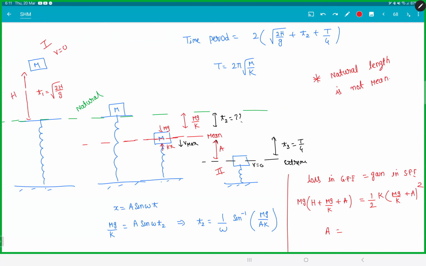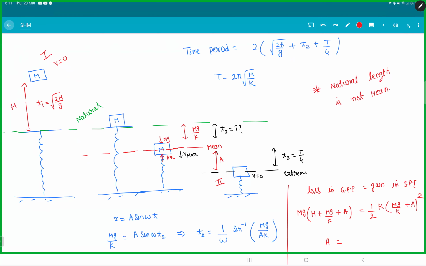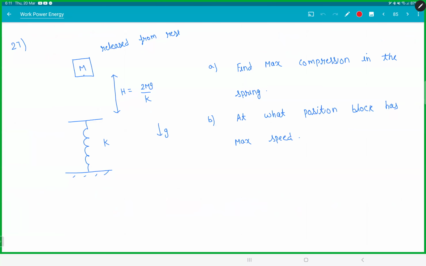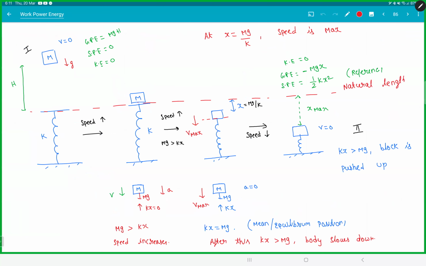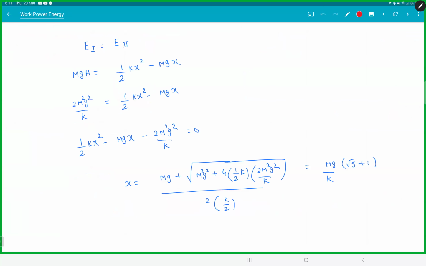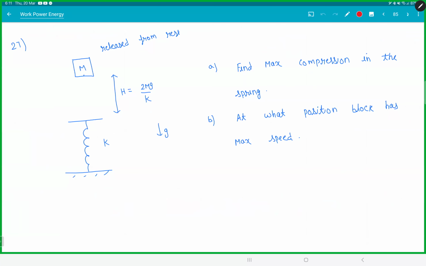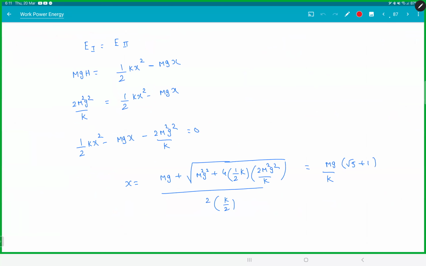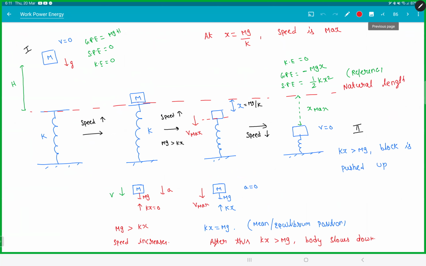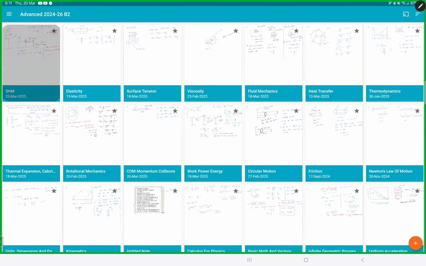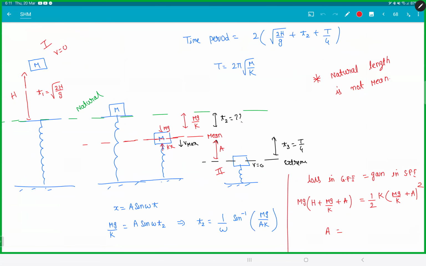And this was the problem which we did in work power energy. If you see, this was a question, find maximum compression. Here also I wrote the same story. Look at the diagram, the same diagram. I couldn't ask you time then because you don't know SHM. And this was the amplitude we calculated. Meaning there I gave you the value for h, 2 mg by k. This was the amplitude there. Yeah, something like that. Clear with this? Any doubts on the steps?